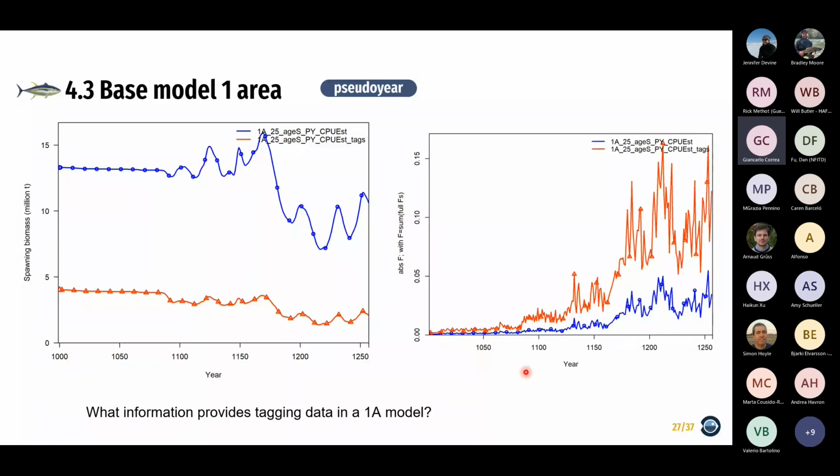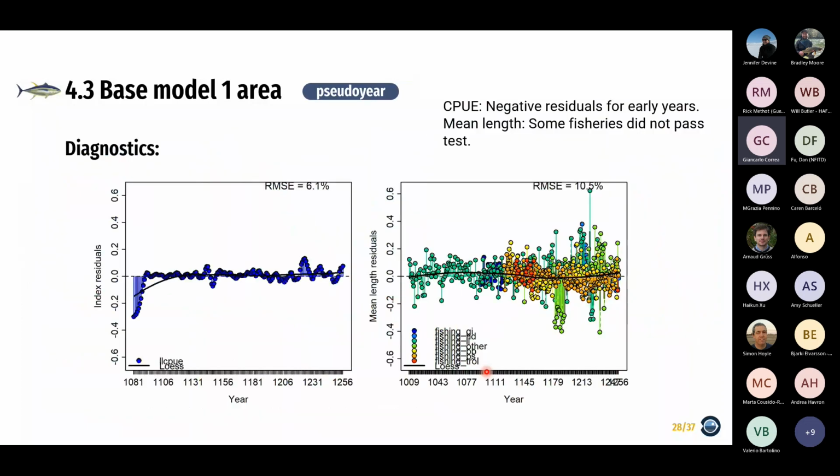So that's another point that we want to discuss: what information the tagging data provides when we only have a one area model. It's something that we maybe want to understand better.